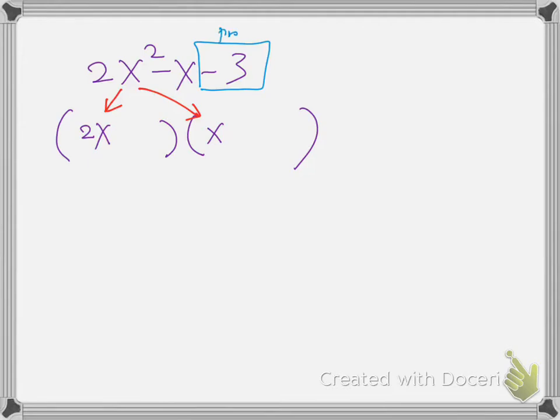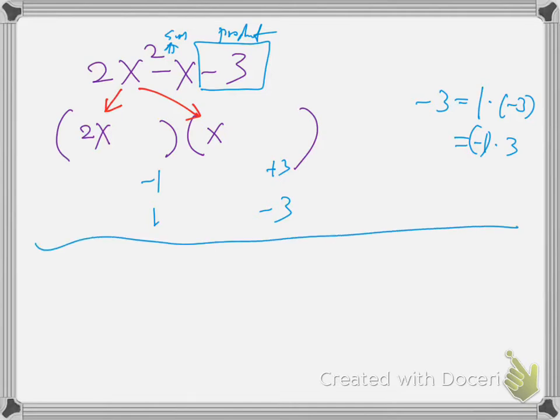The product is negative 3, the sum is negative 1. This is still the product, and this is the sum, the sum in the FOIL method. That's the difference. You cannot just use s and t here because a is not 1, so it's the sum from the FOIL method. For negative 3, we have two cases: 1 times negative 3, or negative 1 times 3. So we have two cases, so let's check them by FOIL.